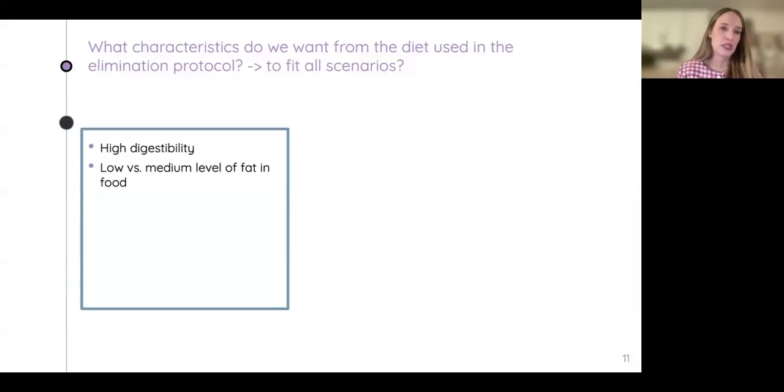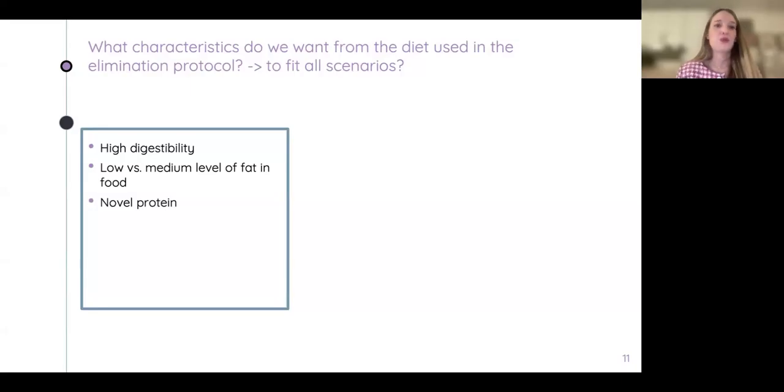It is going to be disrupting the homeostasis in general. And then when it comes to level of fat, sometimes we don't mind a medium level of fat, especially if the problem is more in the large intestine region. But if we have gastritis or issues with the small intestine, we would prefer a diet with low fat.